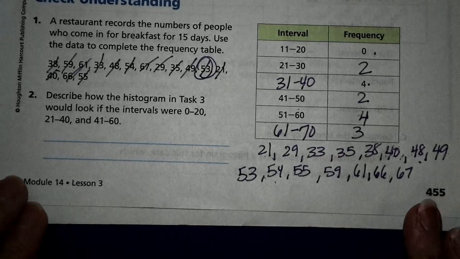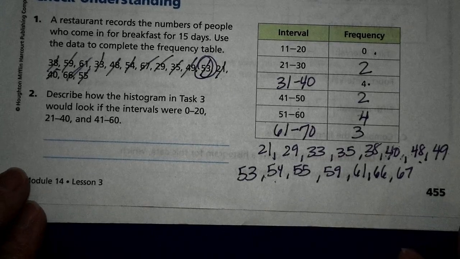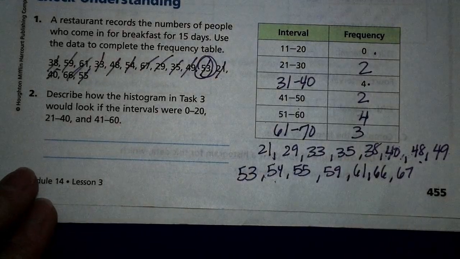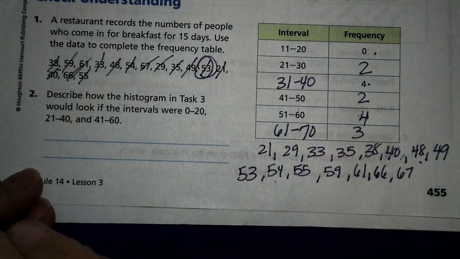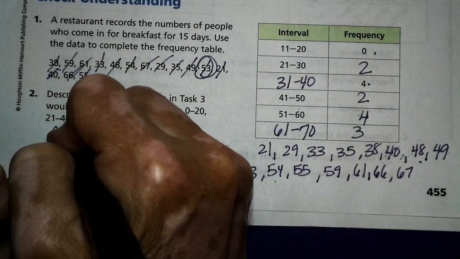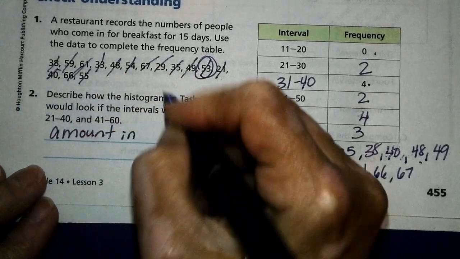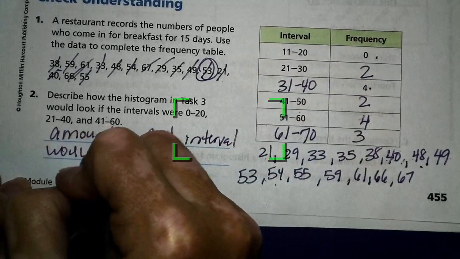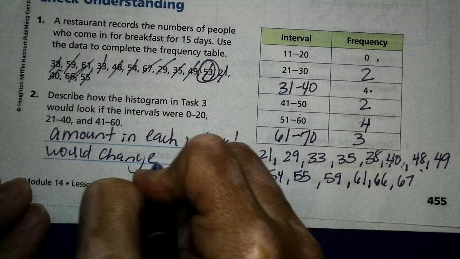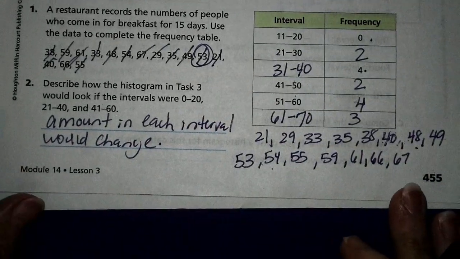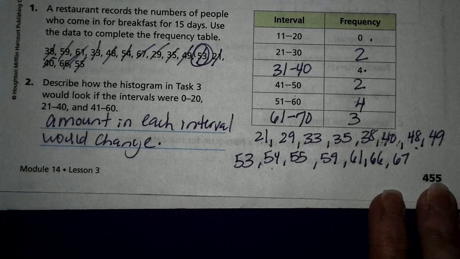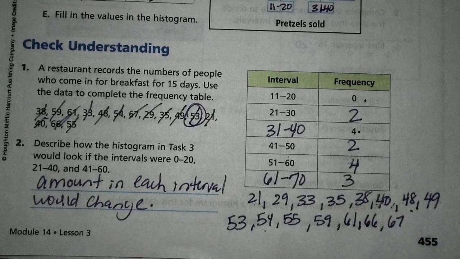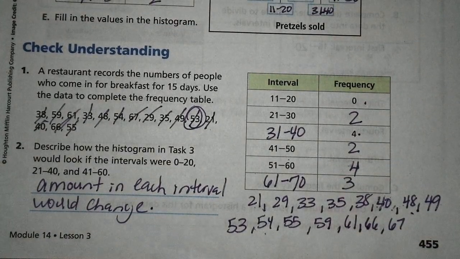All right, so number 2, describe how the histogram in task 3 would look if the intervals were 0 to 20, 21 to 40, and 41 to 60. So the only thing that's going to change is the frequency within that interval. So we're going to put the amount in each interval would change. All right, so that is it for this lesson. I will assign the on your own, and that will be all you're going to work on for today, is that on your own. Have a good day.